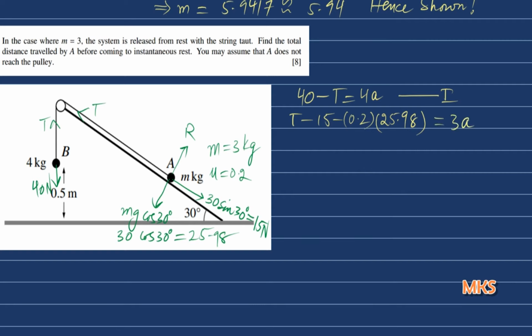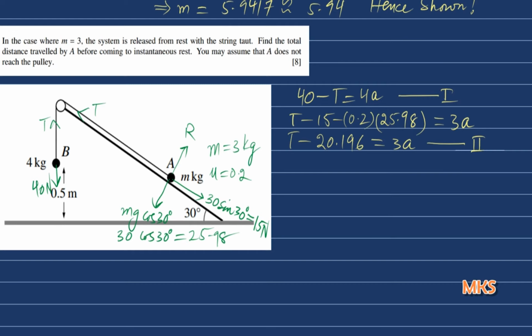This is the second equation. इसको और simplify कर लेते हैं हम, तो ये आपके पास हो जाएगा T minus, अब 25.98 multiplied by 0.2, that gives us 5.196. इसमें मैं ऐड कर रहा हूँ 15 because both have the same sign, negative negative, तो ये total हमारे पास बन जाते हैं 20.196. So T minus 20.196 is equal to 3a. This is the second equation we have got.